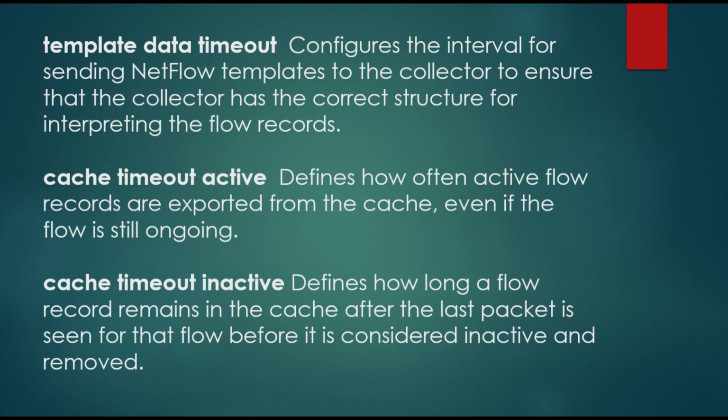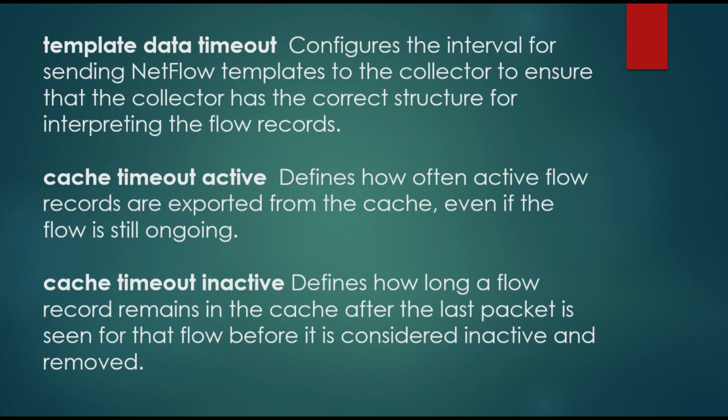And finally, the cache timeout inactive setting specifies the duration after which inactive flow records are expired and removed from the cache. An inactive flow is one that's had no packet activity for a certain period. The purpose of this is to make sure that flow records for sessions that have ended or become idle are efficiently cleared from the cache to make room for new flow data.